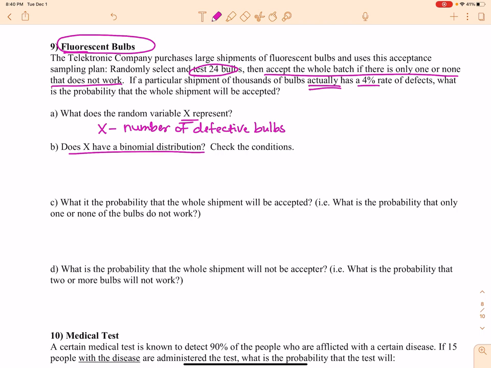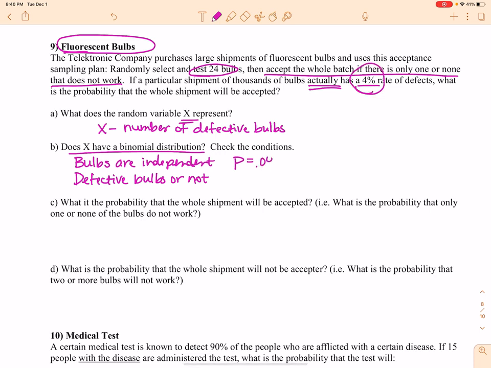Well, let's check our conditions. There is no reason to believe that the bulbs are not independent, so I'm going to write that the bulbs are independent of one another. And then I'm going to see if I have two categories. Well, the bulbs are either defective or not. And then I need to establish the probability of a bulb being defective. Well, if I know that there's a 4% rate of defects, then P is going to be 0.04.